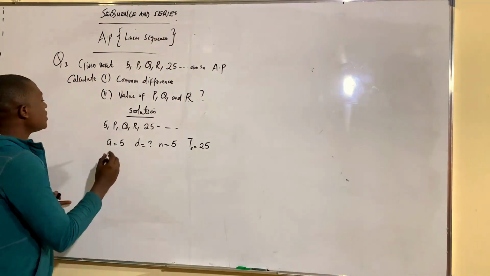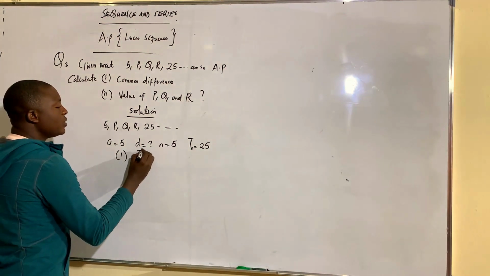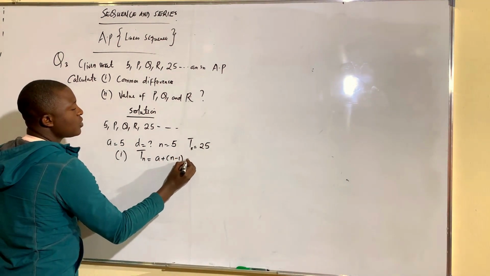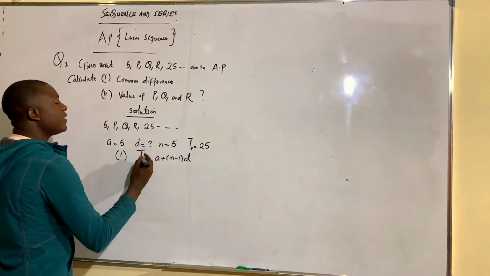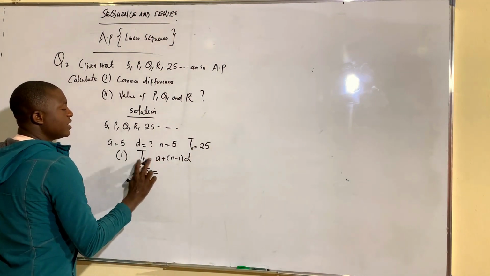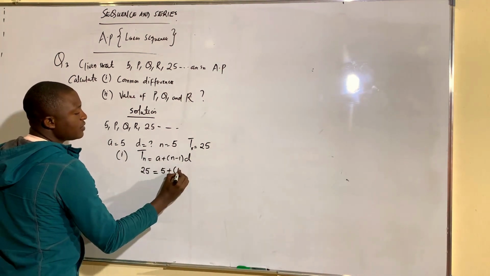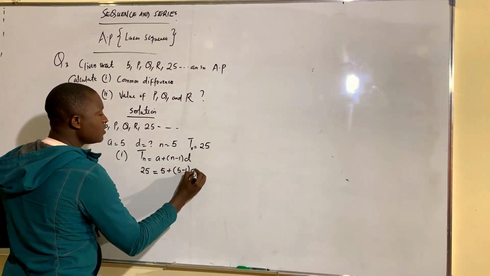So that's the first one we have to calculate. So let's apply the general formula. We have Tn is equal to a plus n minus 1 d. So let's substitute the values. We have the last term of 5 to be 25. That is 25 is equal to, the first term is 5 plus the number of terms is 5 minus 1. So the difference is unknown, right? So we are looking for the common difference.